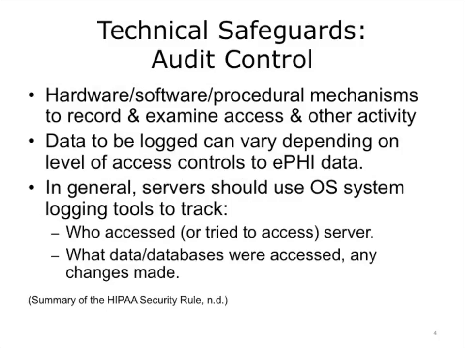Other technical safeguards include utilizing hardware, software, and/or procedural mechanisms to record and examine access and other activity in information systems that contain or use EPHI. We call this audit control, and it is implemented through activity logging. What actually needs to be logged depends on the level of access controls to the EPHI data. However, there are some pretty consistent items.